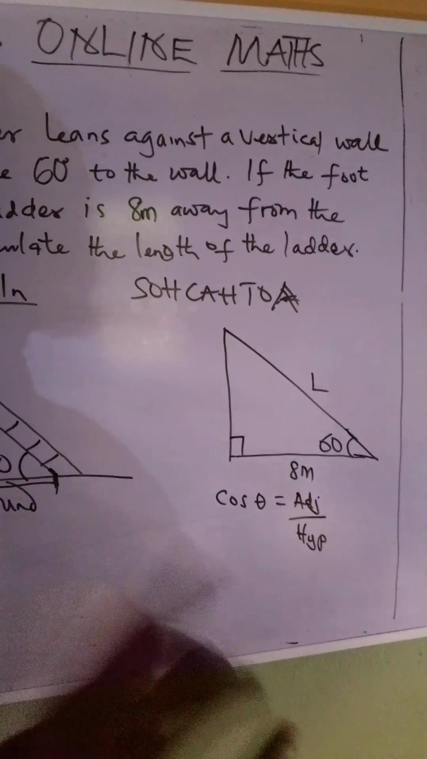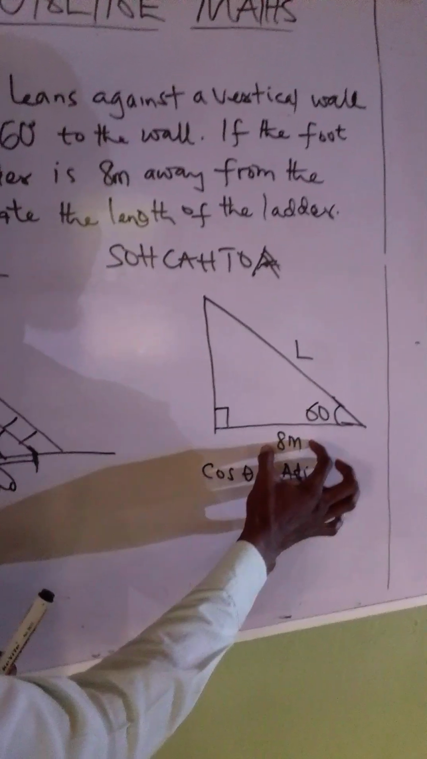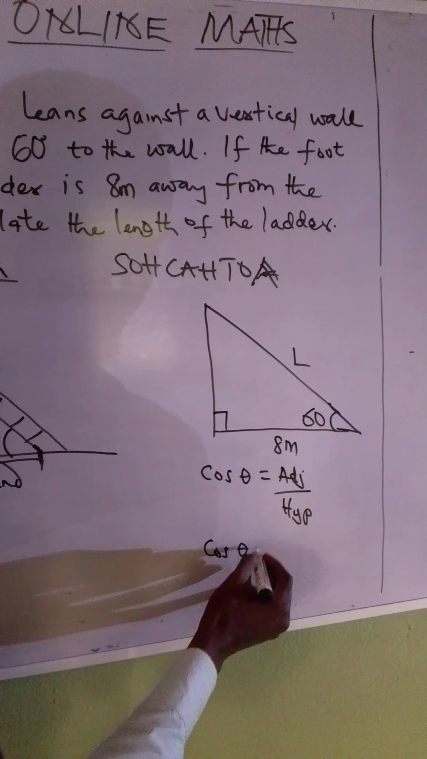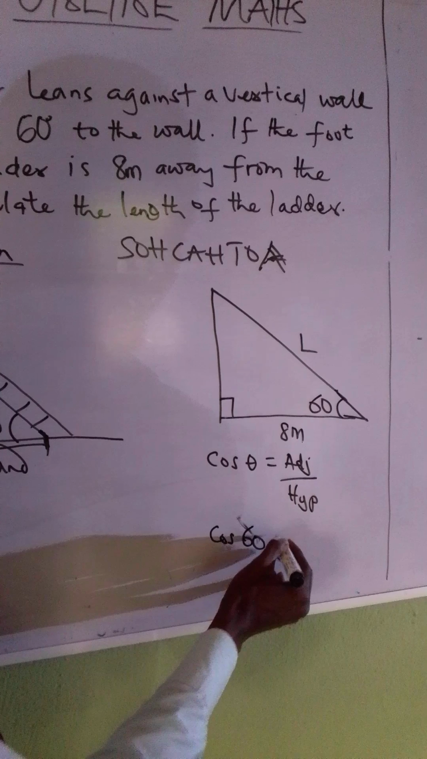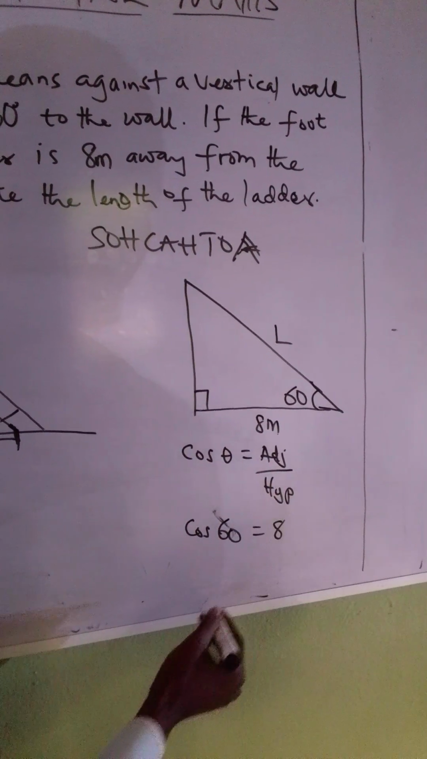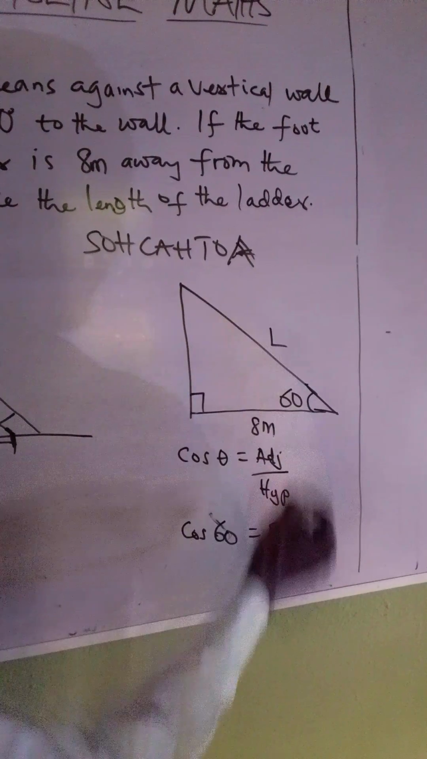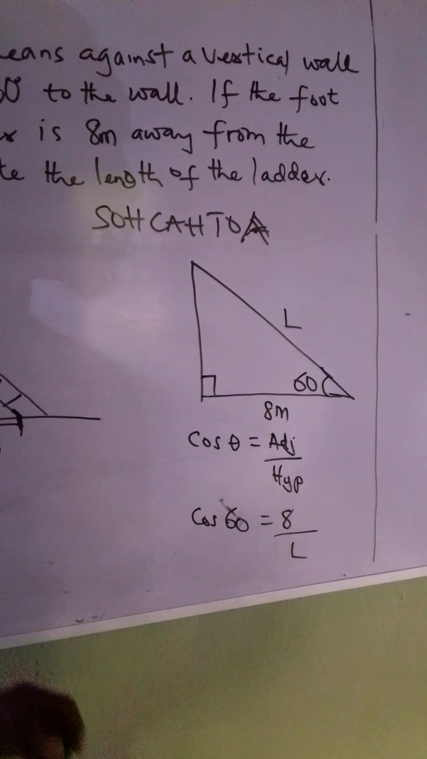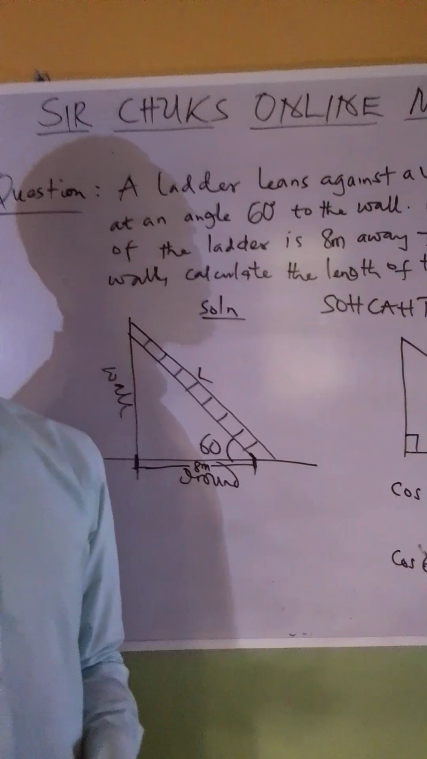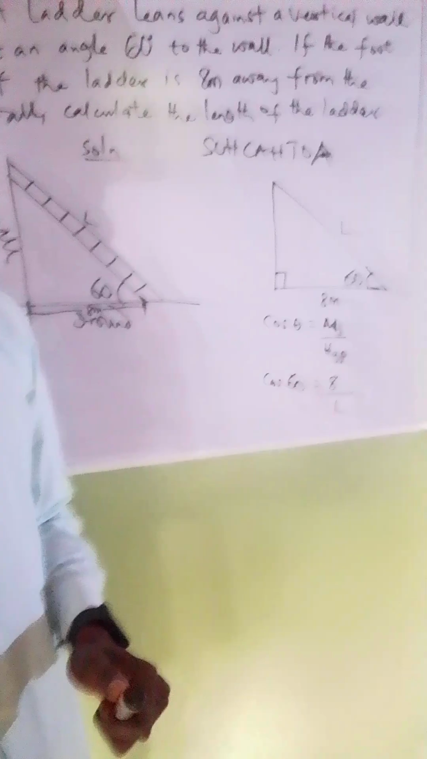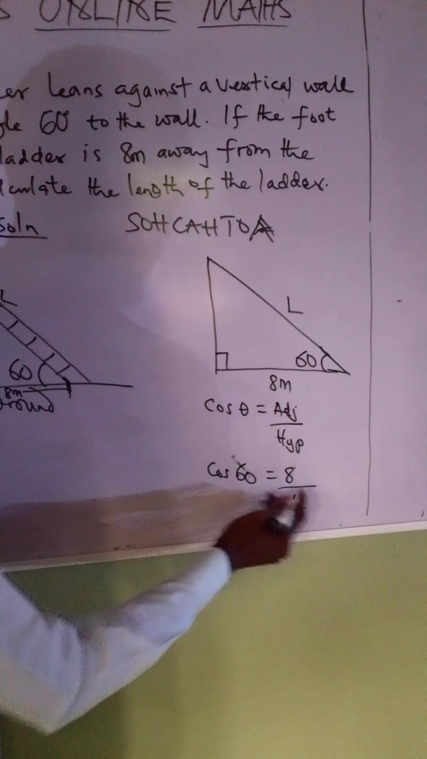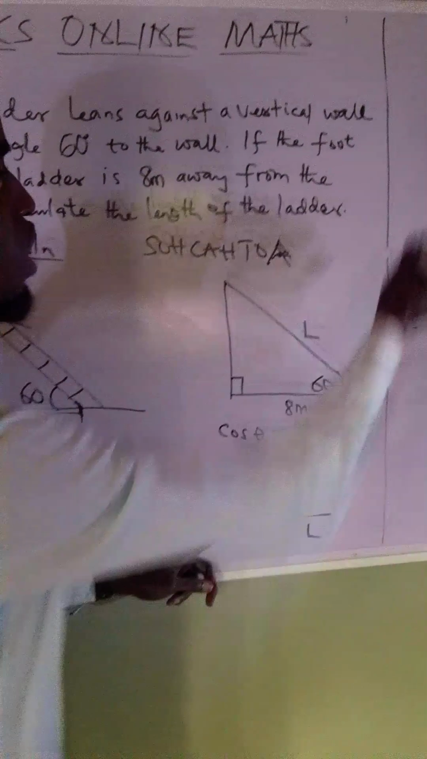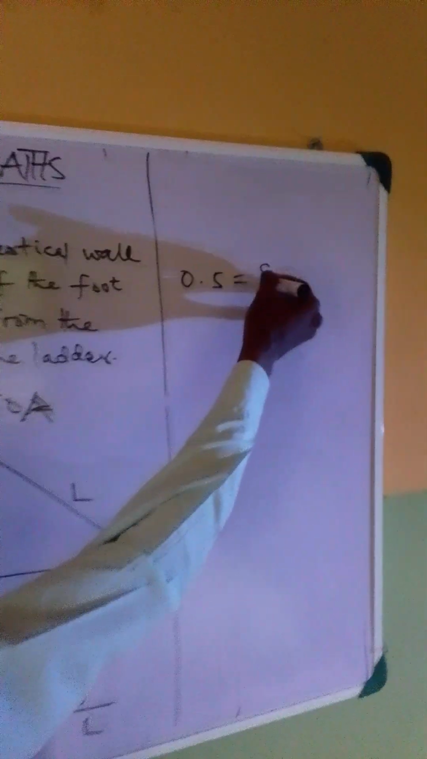So the right trigonometric ratio to apply here is cos, because the adjacent side is given to find the hypotenuse side. So we have cos 60 degrees equal to, the adjacent side is what? 8, right? Over L, the hypotenuse side. So cos 60 degrees will give us what? So we have cos 60 equal to 8 over L. Cos 60 will give us 0.5 equal to 8 over L.